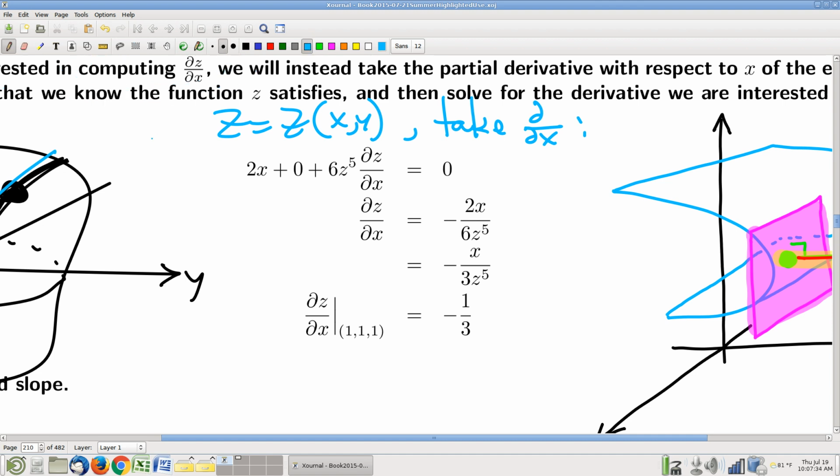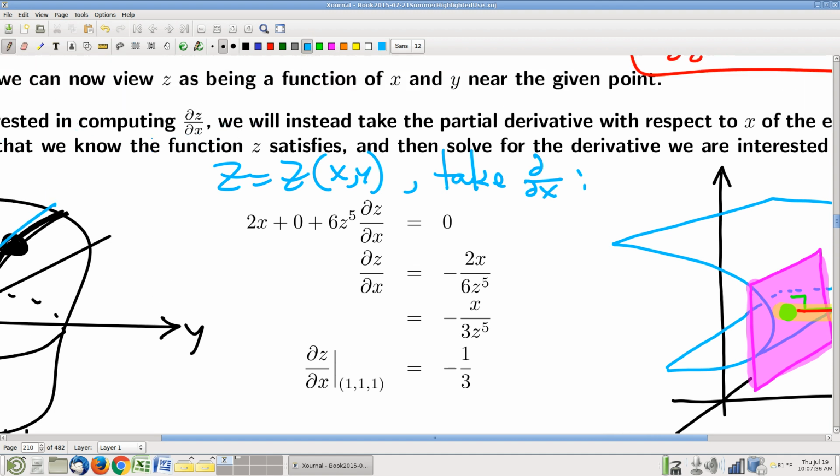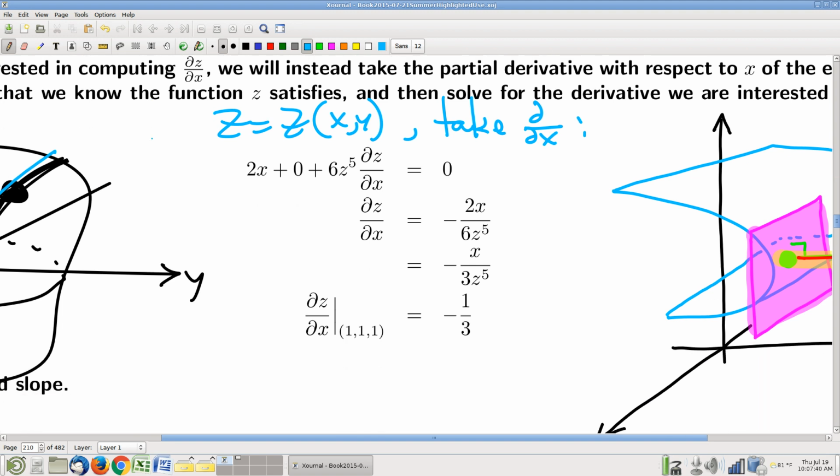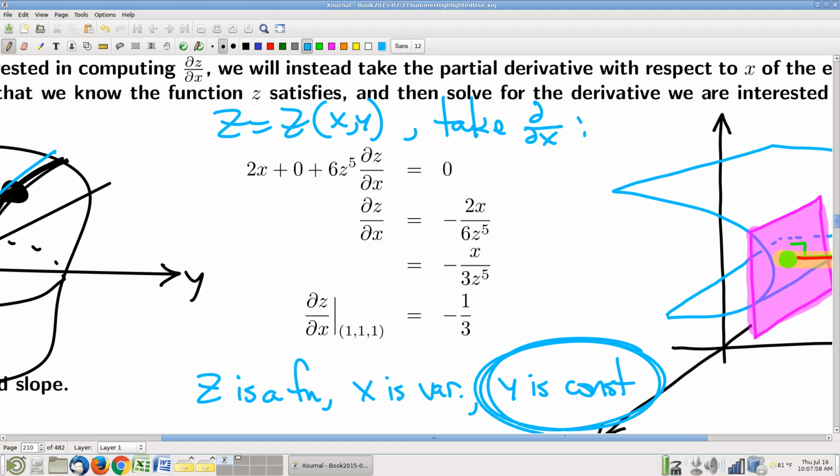So what that means then is that as I go through this algebra, I'll leave it like that. As I go through this algebra, z is a function, x is the variable, and y is a constant. Y is a constant because I'm taking a partial with respect to x. Is everybody okay with that?